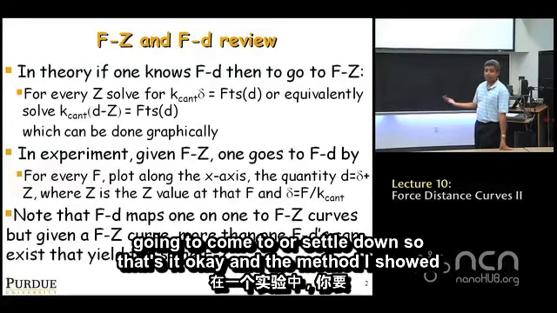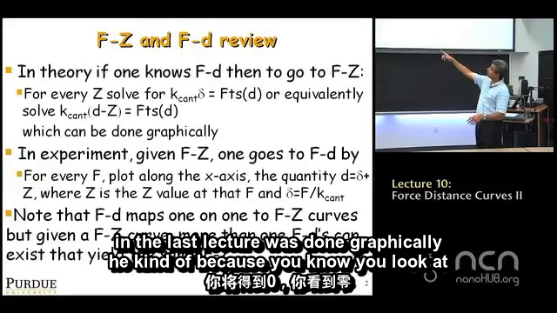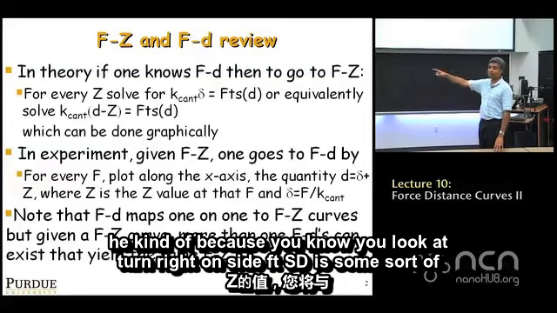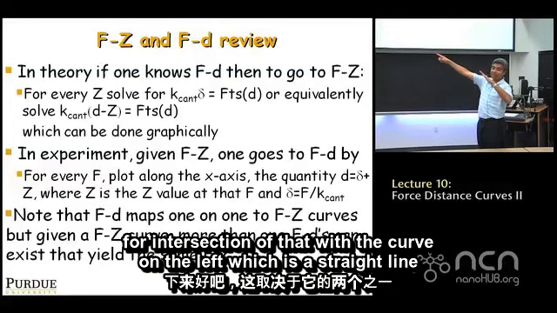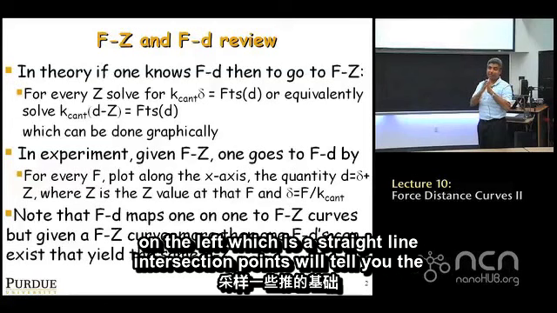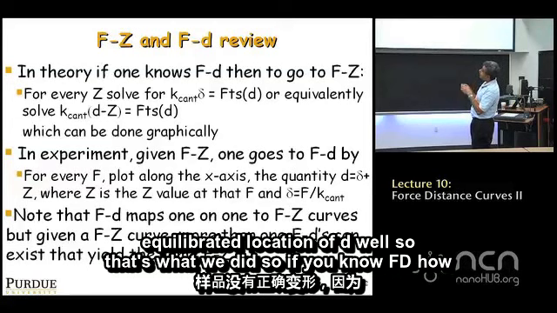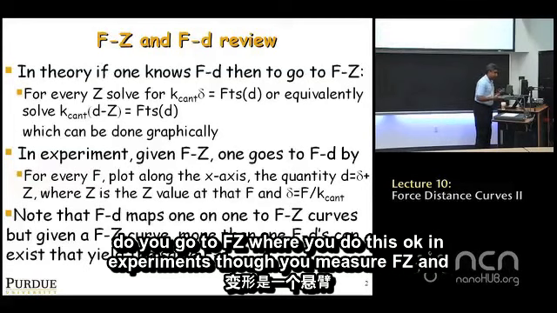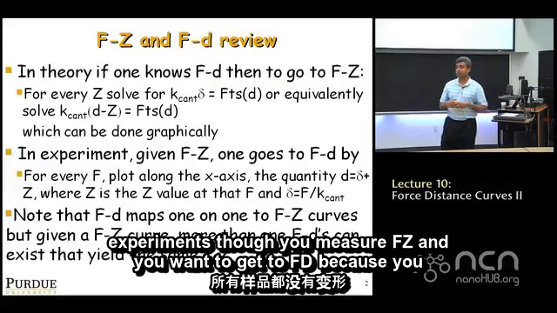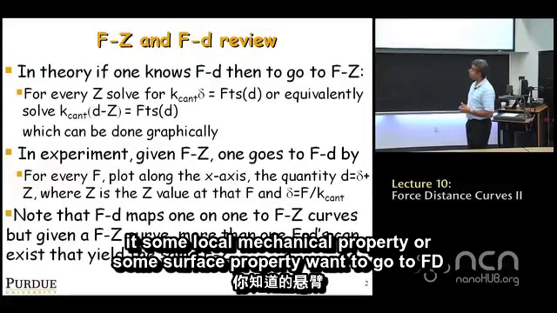The method I showed in the last lecture was done graphically. You look at the left and right hand sides: FTS(d) is some sort of a nonlinear function of d, and you look for an intersection of that with the curve on the left, which is a straight line. Intersection points will tell you the equilibrated location of d. Right? So that's what we did. If you know FD, how do you go to FZ? Well, you do this, okay? In experiments, though, you measure FZ, and you want to get to FD because you want to back out of it some local mechanical property or some surface property. You want to go to FD.